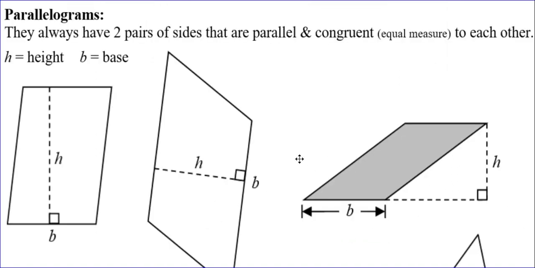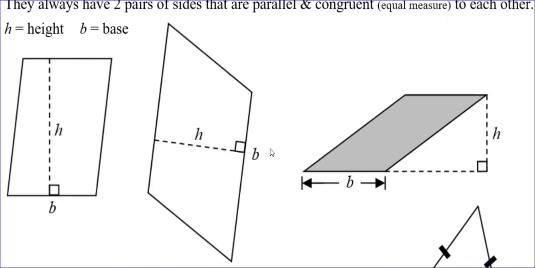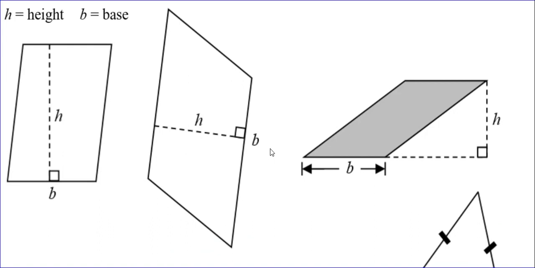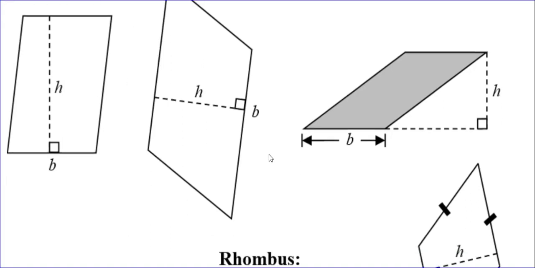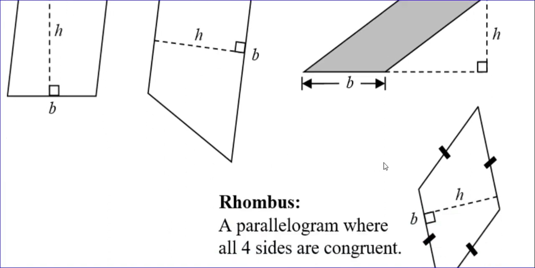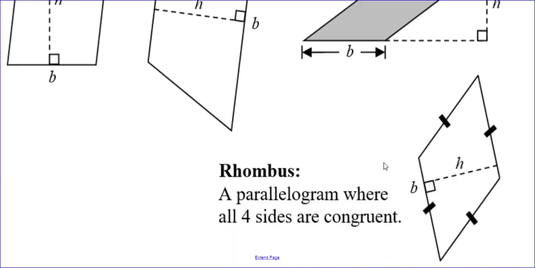Now you can see also examples of this with parallelograms. Again, look for the right angle. Remember, the height is normally going to be a dashed line, and the base will be touching that height at a right angle. So it's not always at the bottom. You can see the examples here. Now, a special parallelogram where all four sides are congruent is called a rhombus. You might remember that from previous years, but now I'm just refreshing your memory.